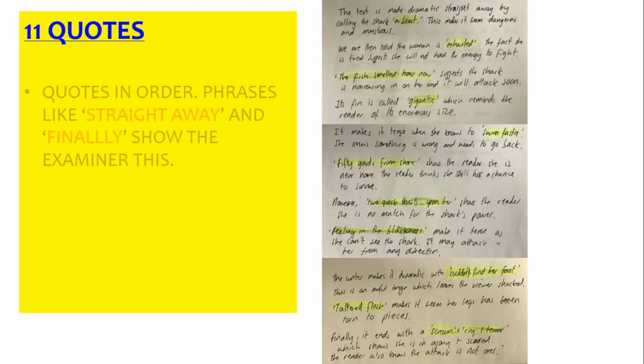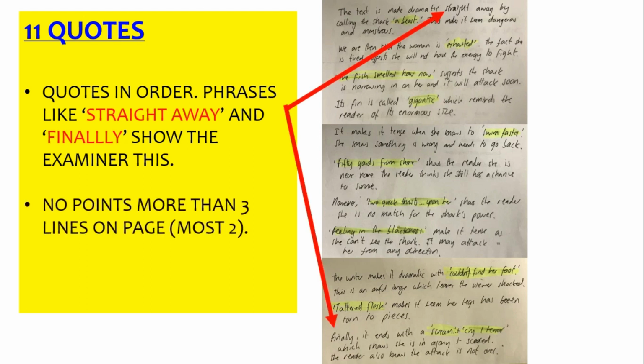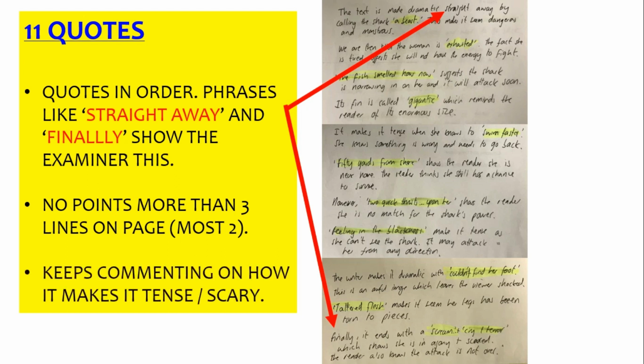And then look what I'm doing. First of all, the quotes are in order. Phrases like straight away and finally show the examiner I'm doing it in order. No points more than 3 lines on the page. Most of them are at 2 lines. And all the way through I comment on why it's tense and why it's scary. I haven't waffled, I've not started talking about onomatopoeia or anything like that. I've just picked a quote and said why the writer has used it, why the writer makes it tense and dramatic. So for example, the writer could have used the word fish, however I've picked up the word beast and say why the writer's used that.